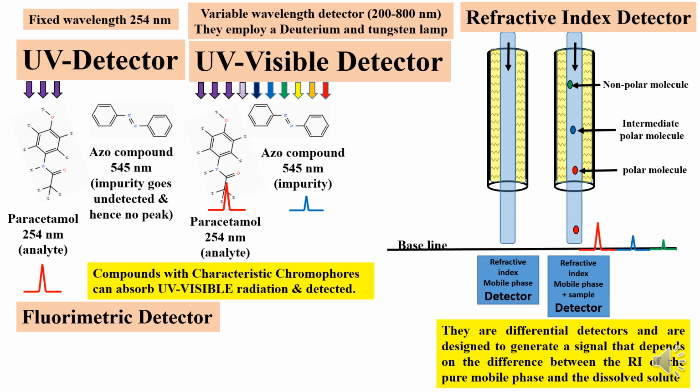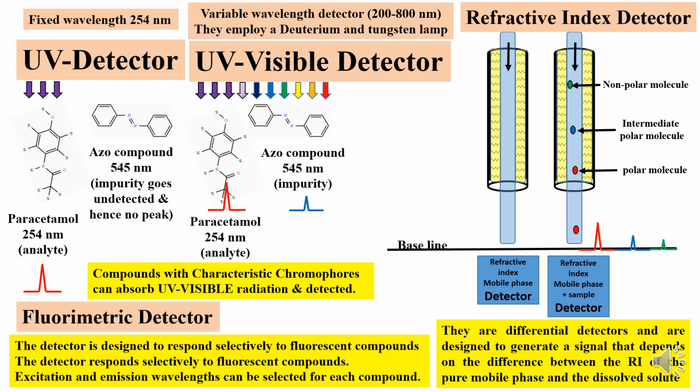So fluorescence of what? Fluorescence of the compounds that are being analyzed. So fluorimetric detectors basically respond selectively to fluorescent compounds. Only fluorescent compounds can be analyzed using fluorimetric detectors, and the detector is designed to respond selectively to fluorescent compounds. Both excitation and emission wavelengths can be selected for each compound.